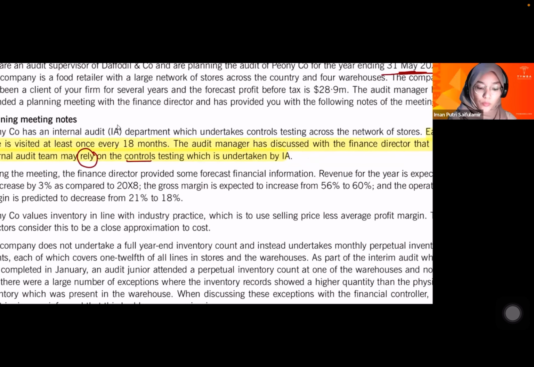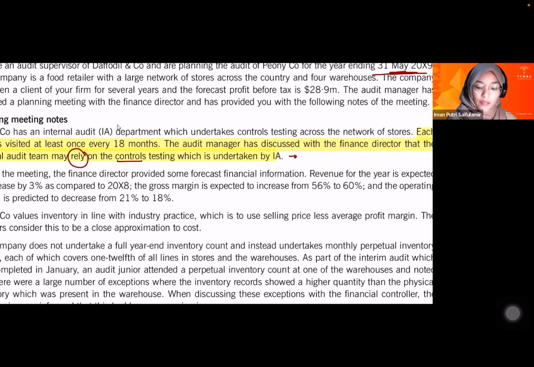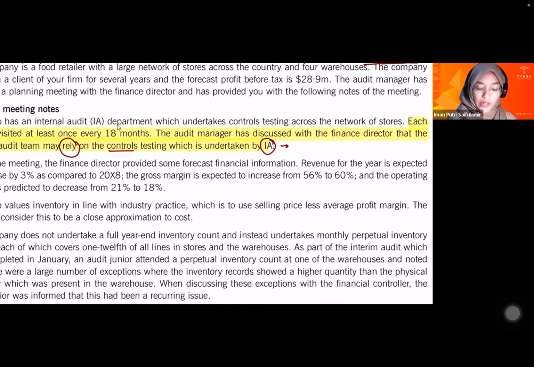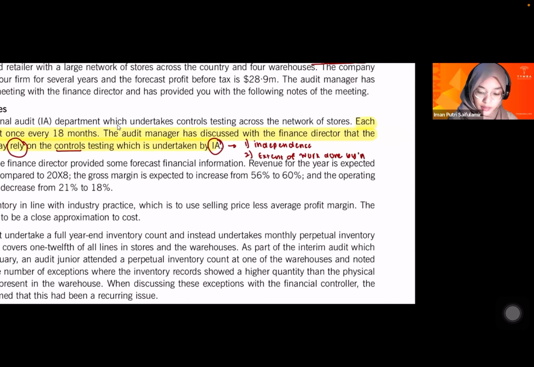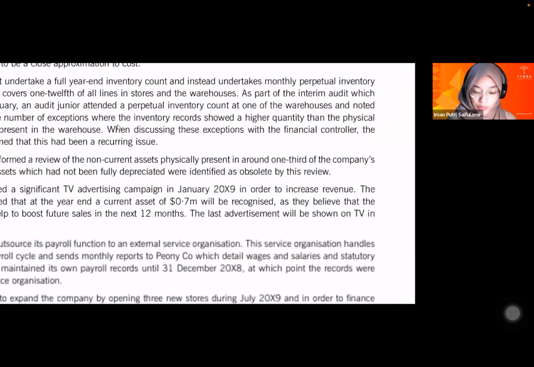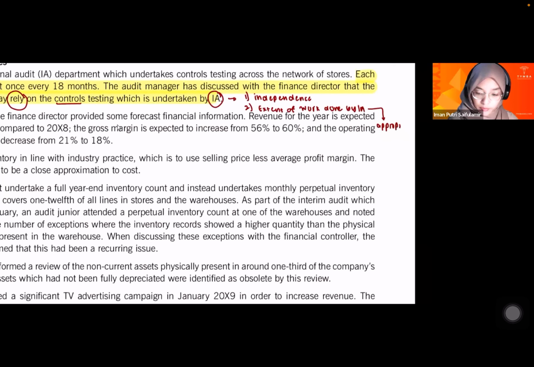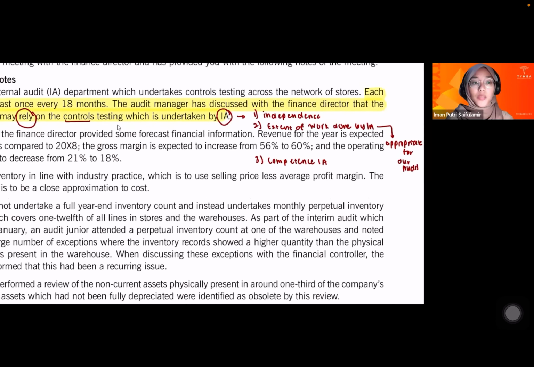Basically, first things first, we want to look into their independence, okay? And then we want to review the extent of work done by the IA, whether this is appropriate for our audit or not. And basically, we want to talk about the competence of the internal audit department. Okay, so these are some factors that we have to consider.